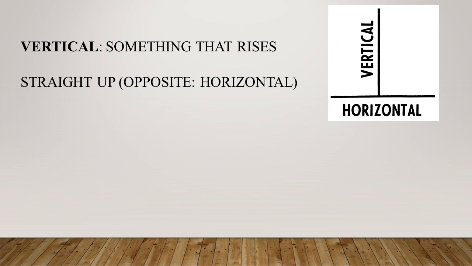Next one, vertical. Last time we talked about horizontal. This time, vertical. All right, this is something that rises straight up. All right, it goes up and down, essentially. The opposite is horizontal, something that goes left to right. And like I said, if you want to think about this in terms of math, you can think about it in terms of the x and y axis.